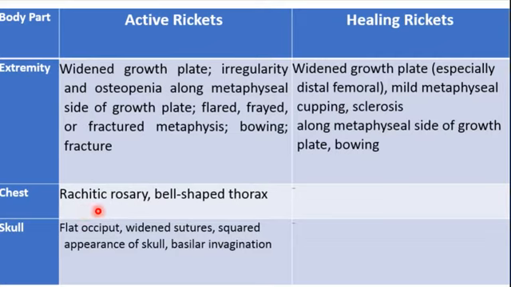In the chest, we have two manifestations, rachitic rosary and bell-shaped thorax. Later, we will try to see them. And in the skull, there is flat occiput, widened suture, squared appearance of the skull, and basilar invagination.